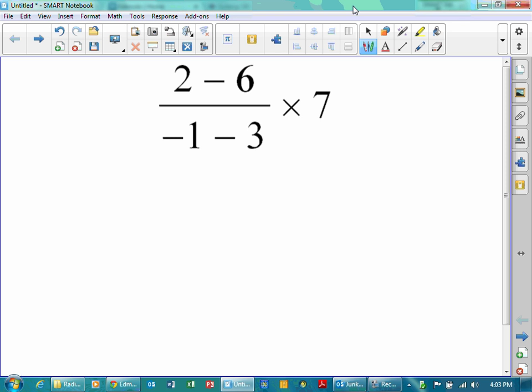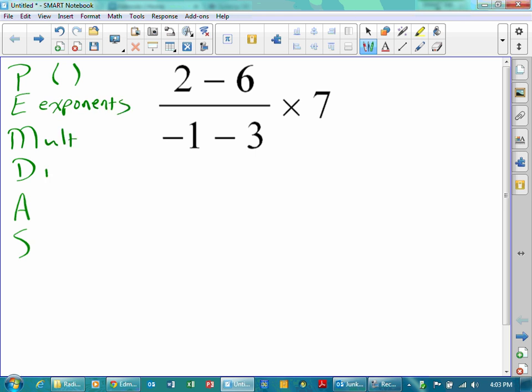Okay, order of operations. I know you've done it before. I know that you know the expression PEMDAS. Okay, that's parentheses, exponents, multiply, divide, add, and subtract.